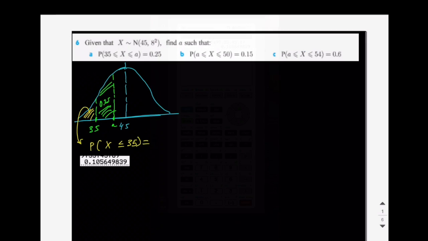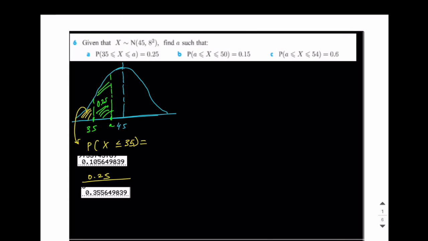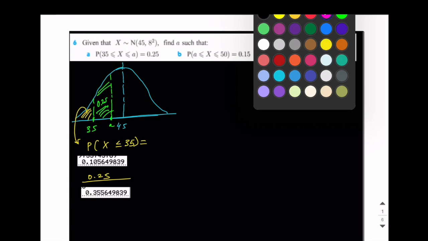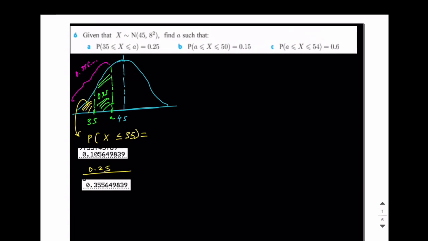I'm going to add to this number the 0.25 that we had before. So now we are aware that this area here is 0.356, etc. So that's how we're going to do it in this situation.